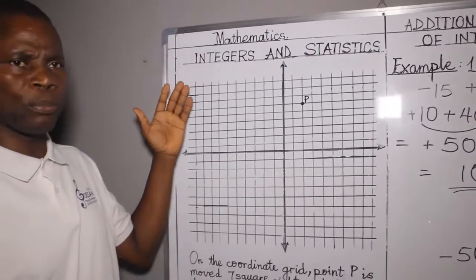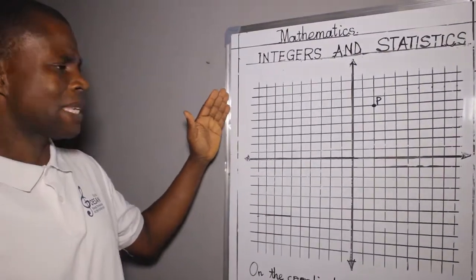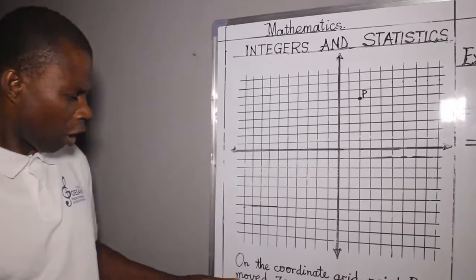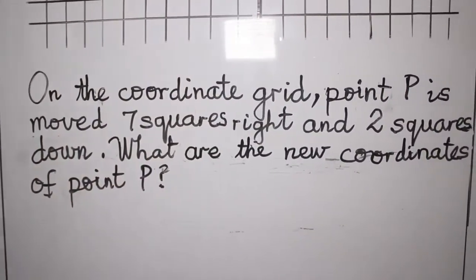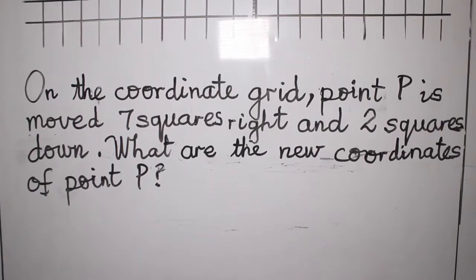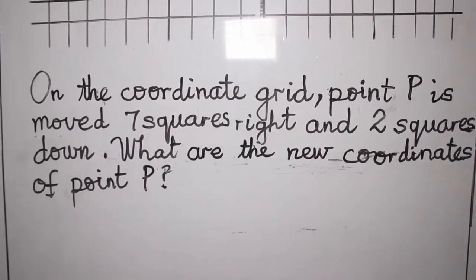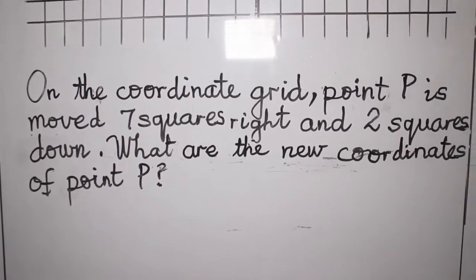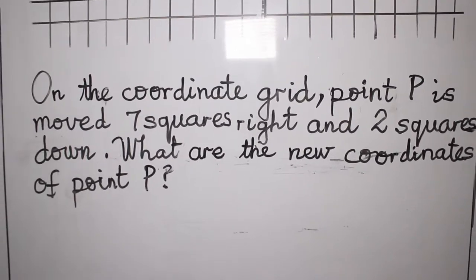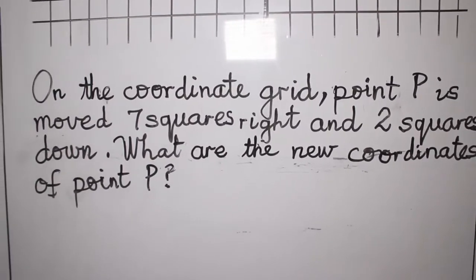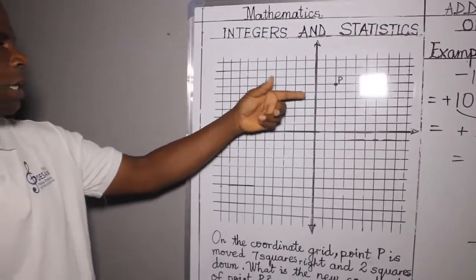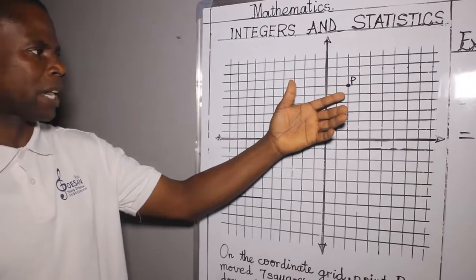Further, we move to example 2. Our example 2, the question states this. On the coordinate grid, point P is moved 7 squares right and 2 squares down. What are the new coordinates of point P? Now let's go to the question proper here. We can see it sketched on the board here.